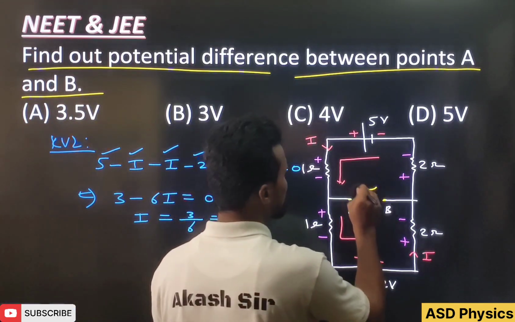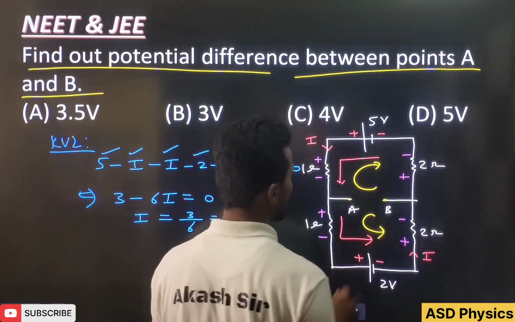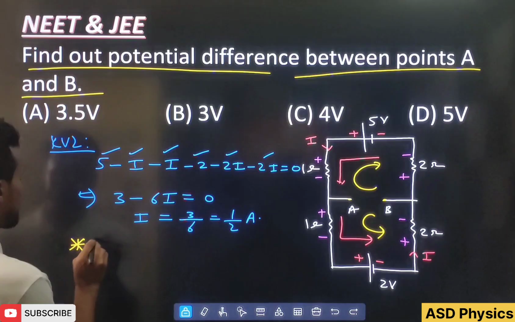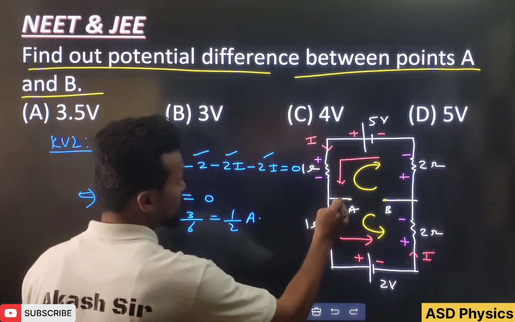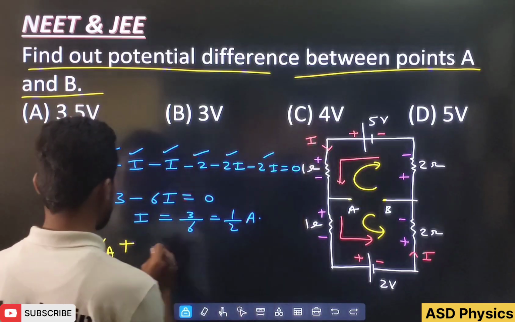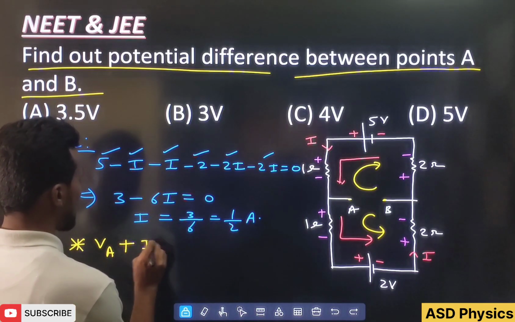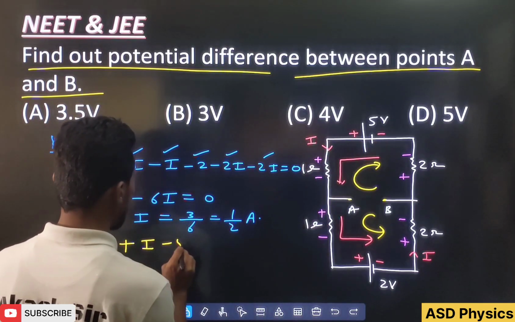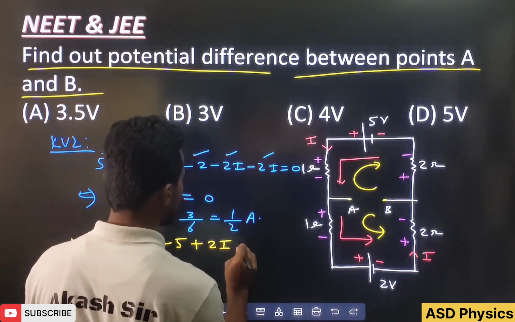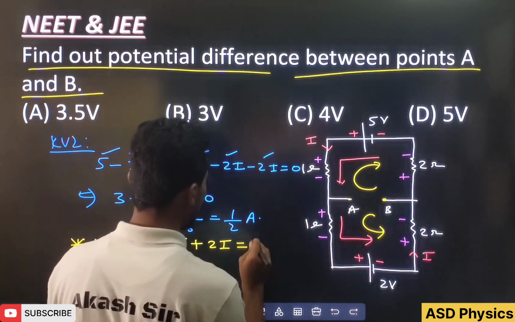Anyhow, you can move A to B in this way, or you can move A to B in this way. Anyhow, you will get the answer. But let's see, I am moving A to B in the upper loop. So see, VA, second sign, plus 1, resistance 1, current I, so plus 1 into I means I. Here you can see, students, minus 5. Again second sign, plus 2 into I, that means plus 2I. And where did we reach? We reached at point B.